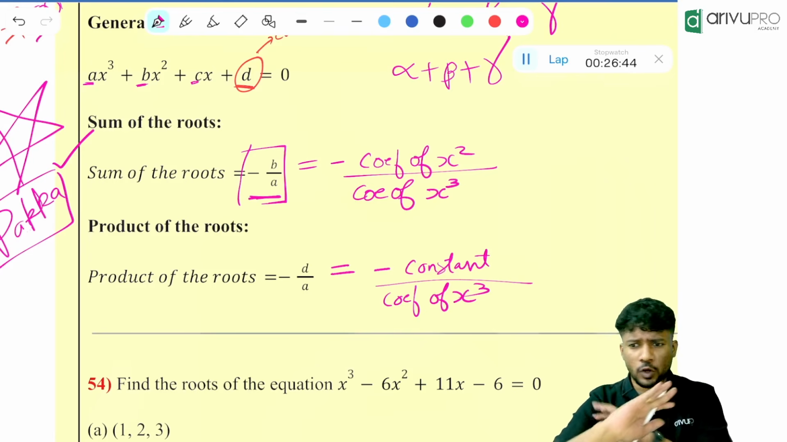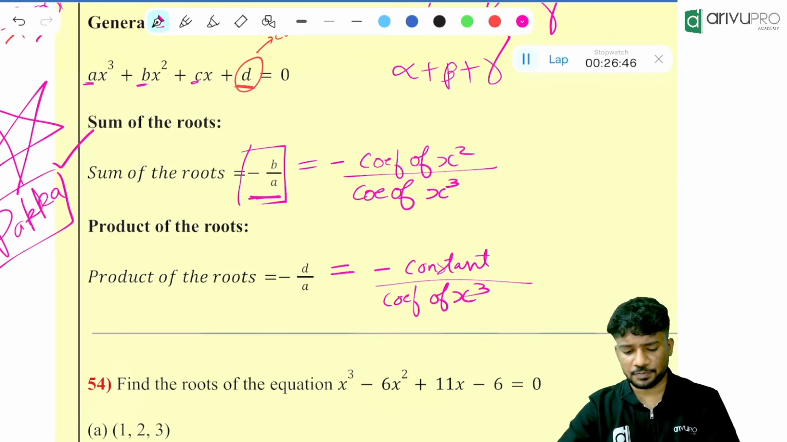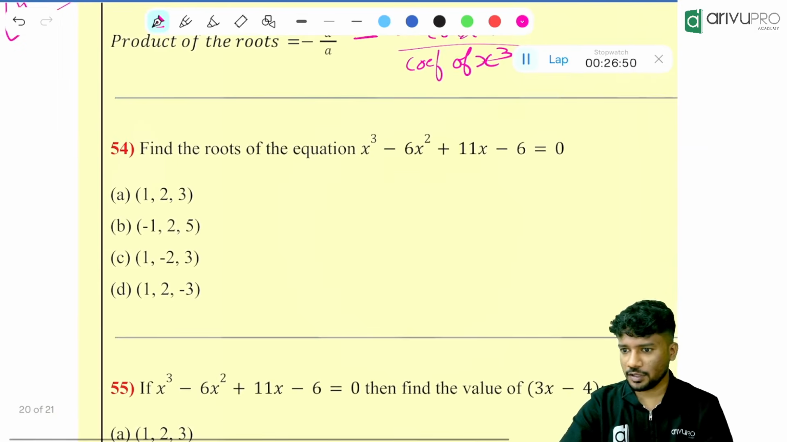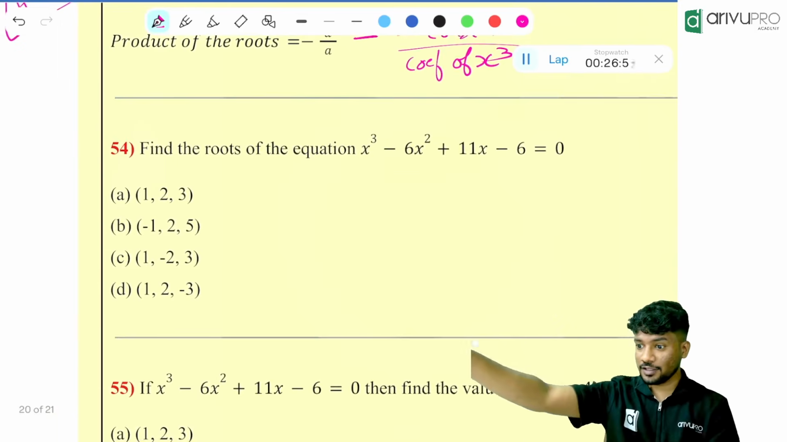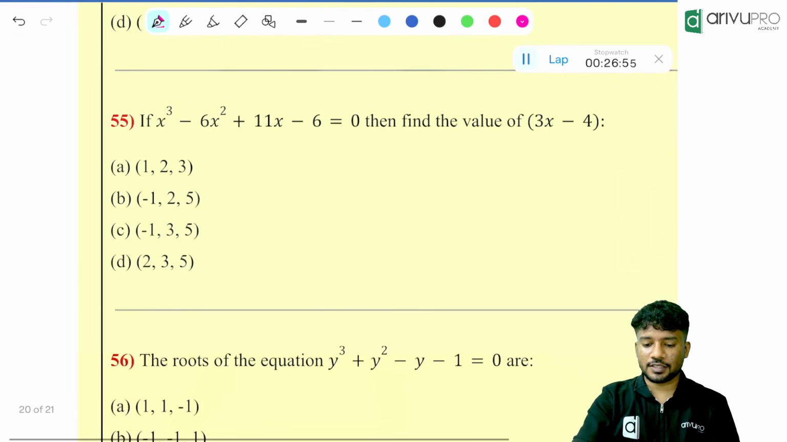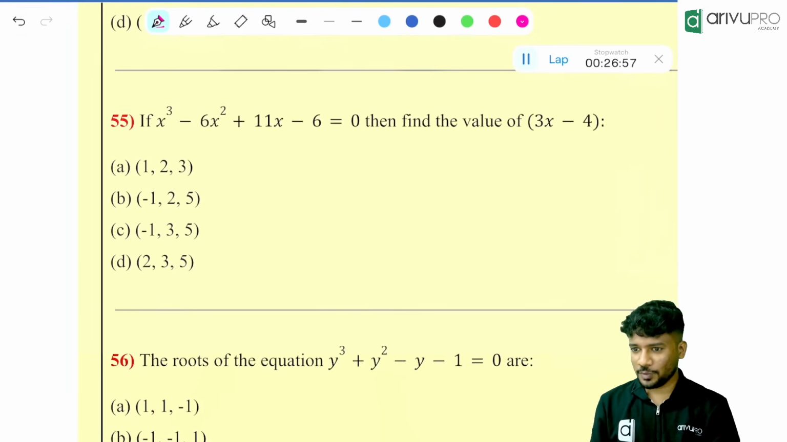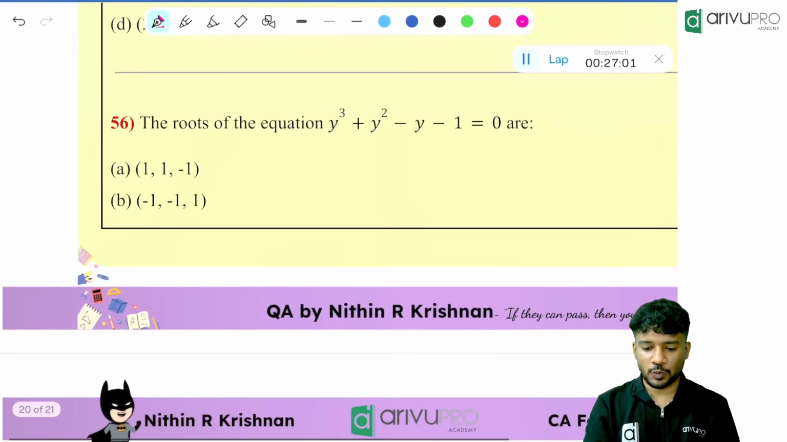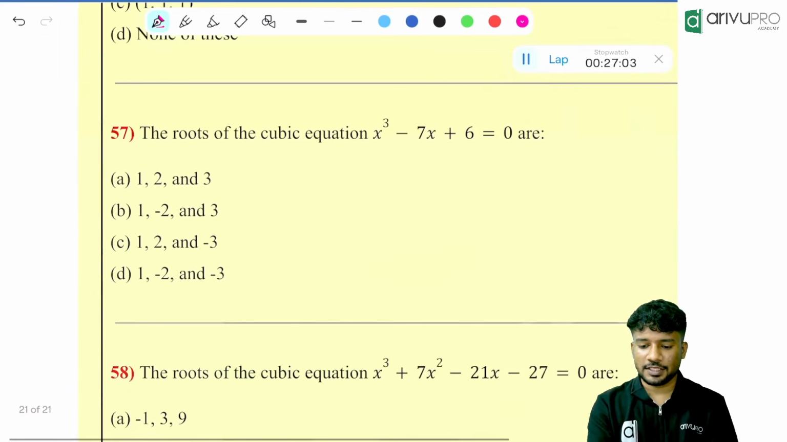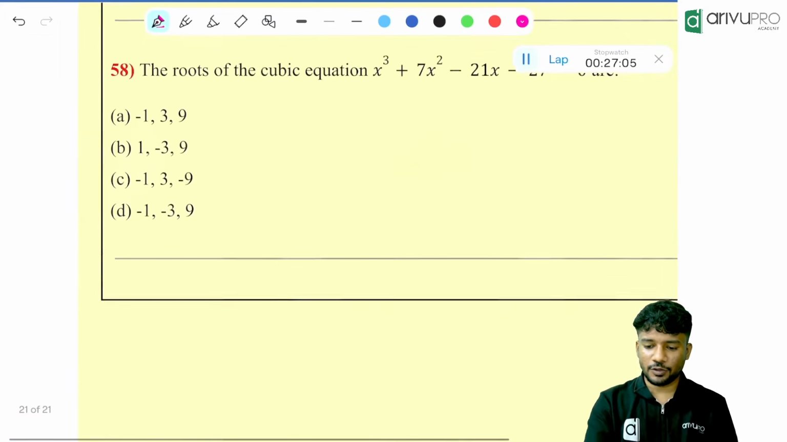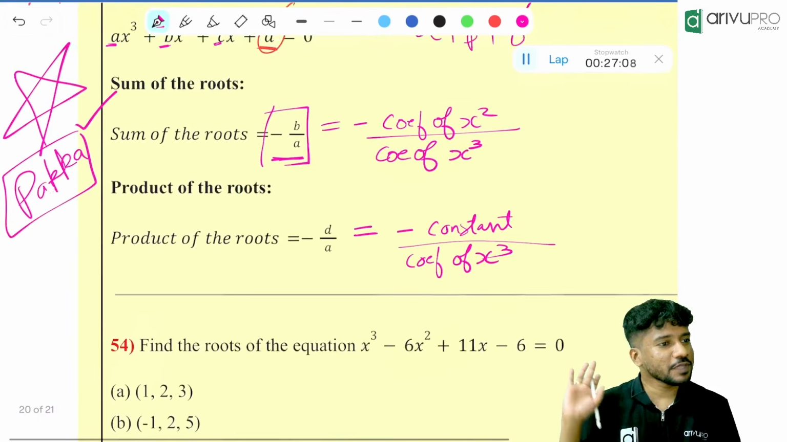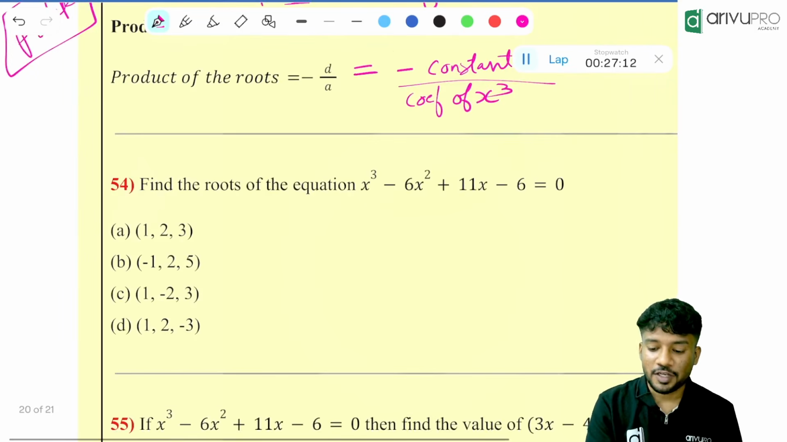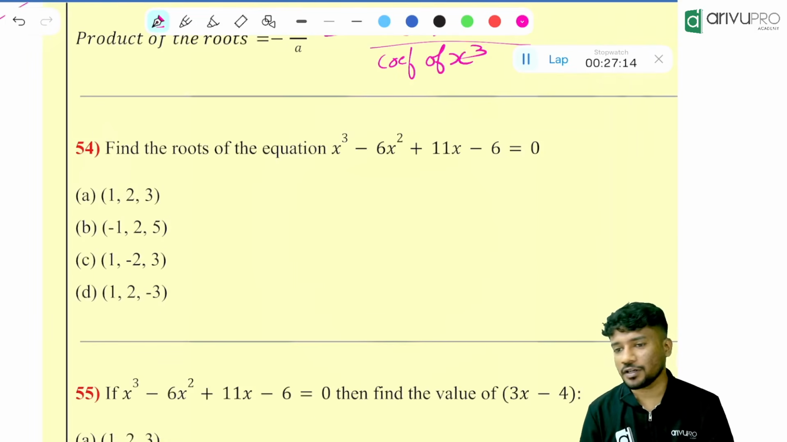Now I will tell you the approach for the exam. I will show you all the previous year questions based on this chapter, cubic equation. They will ask to find the roots of the equation, and the roots will be given in the options. Every time they will ask the roots, and the roots will be given in the options. I will tell you the easiest way to solve it.